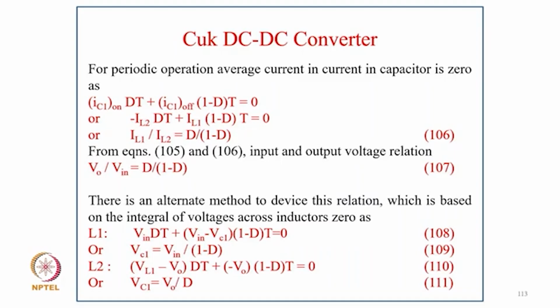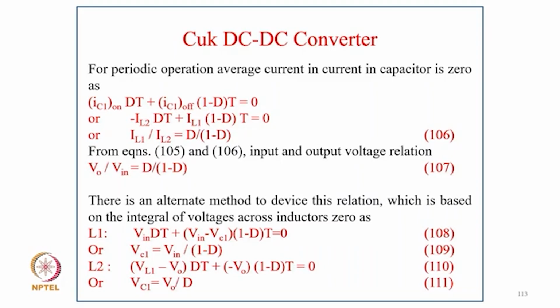For periodic operation, the average current in the capacitor is 0. So IC1 on times dT plus IC1 off times (1 minus d) T equals 0. Putting in the values, it's minus IL2 dT plus IL1 (1 minus d) T equals 0, or IL1 upon IL2 equals d upon 1 minus d. From the previous equation, Vo upon Vin equals d upon 1 minus d. So that clearly says it is a buck-boost operation.